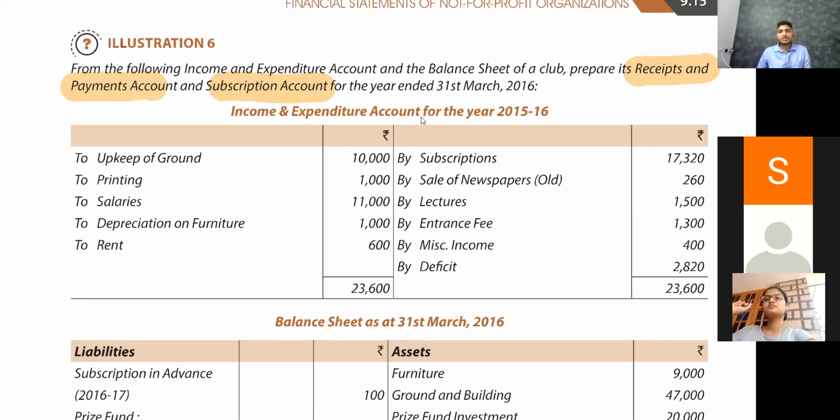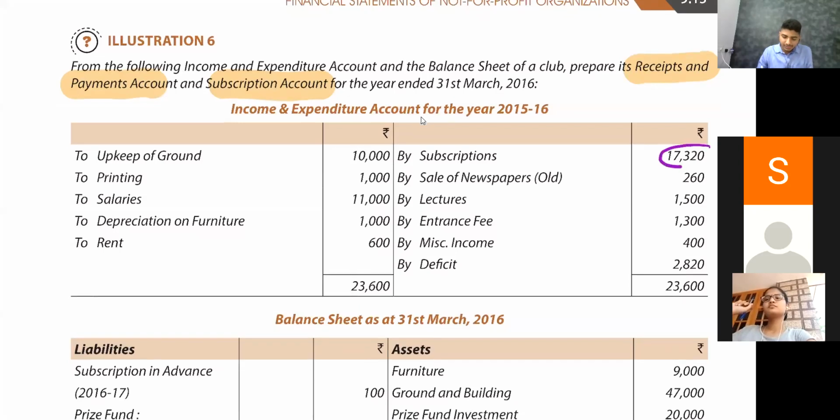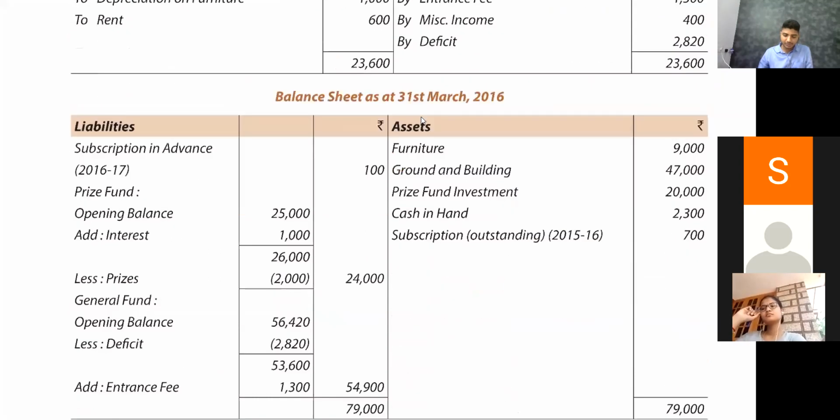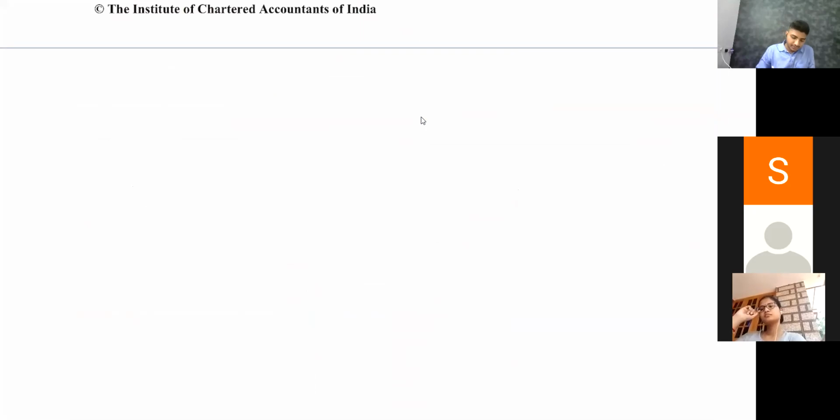Look, first, what have they given in the income and expenditure account? They have given 17,320. Now this 17,320 in income and expenditure account says two things. What are these two things? I will put it this way. Look at it. 17,320 in income and expenditure account is sum total of two things.